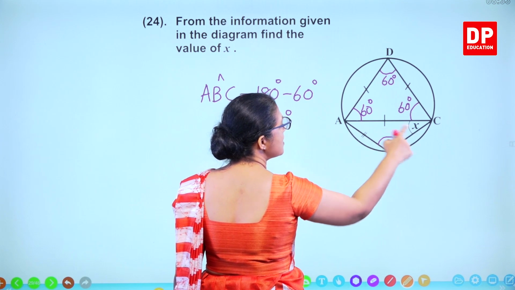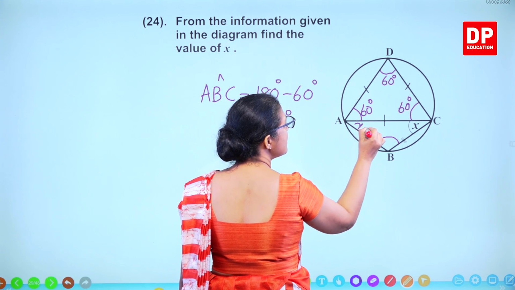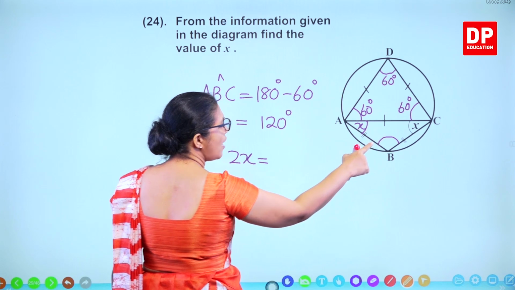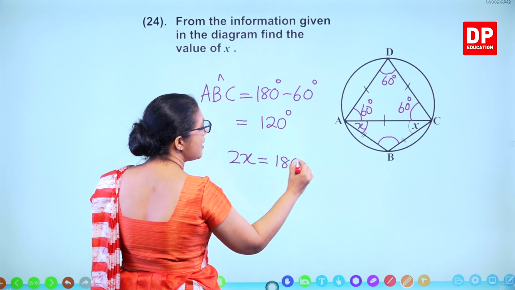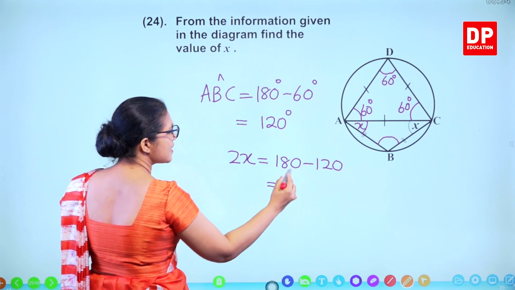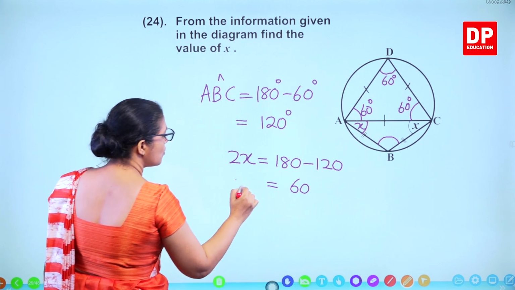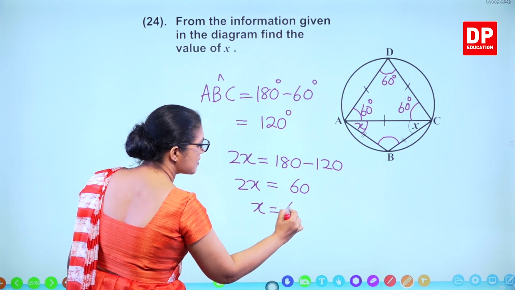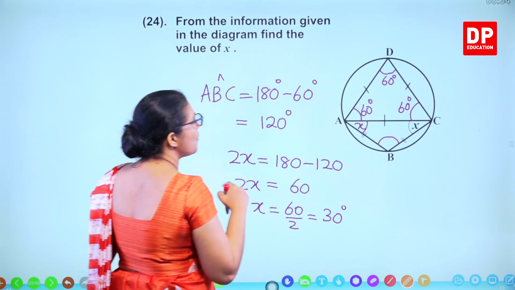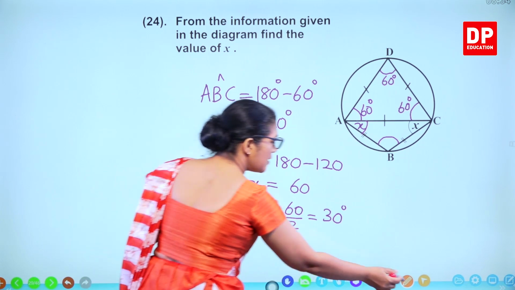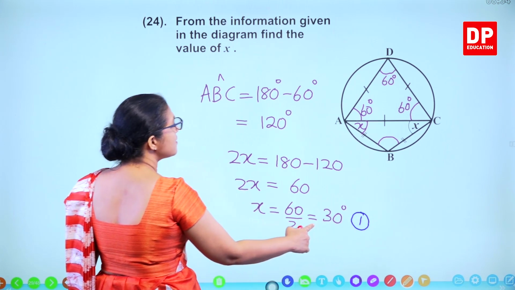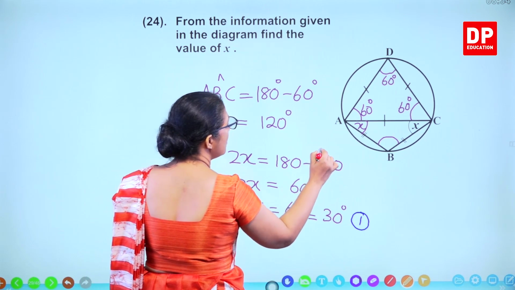If this is 120, this is an isosceles triangle. This is x. So what's 2x? Isosceles triangle, so you can straight away find out 180 minus 120 is 2x. This is 60, and 2x is 60 means x equals 60 divided by 2, 30 degrees. So x value is 30 degrees. So you get 1 mark for the answer and 1 mark for the method.